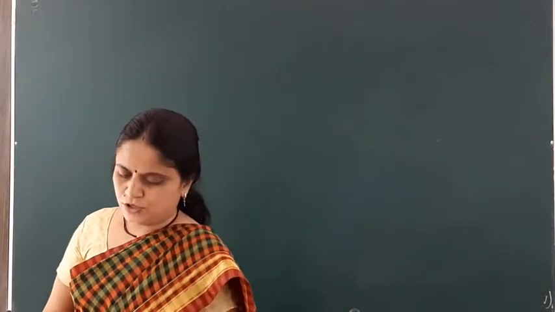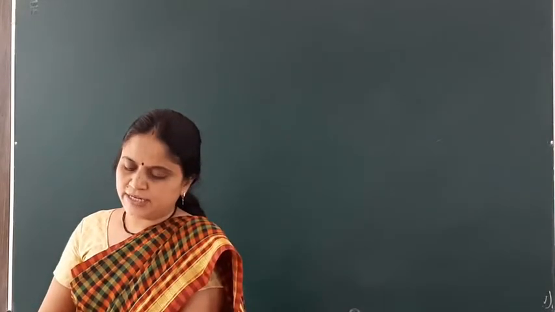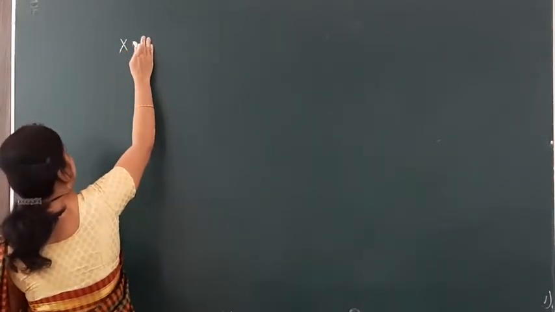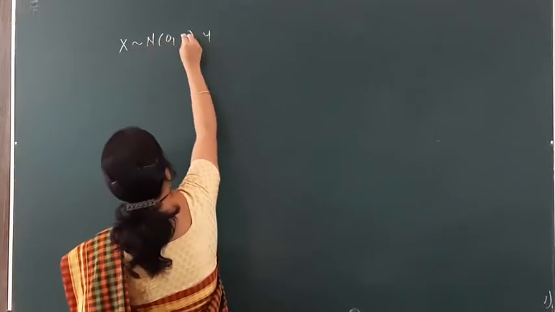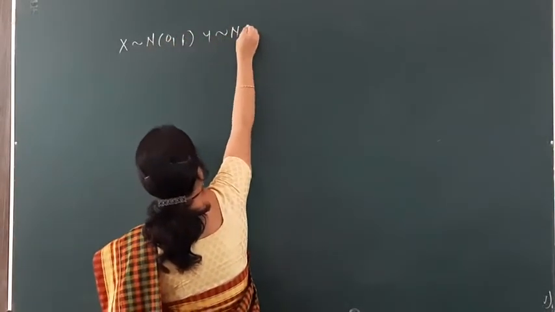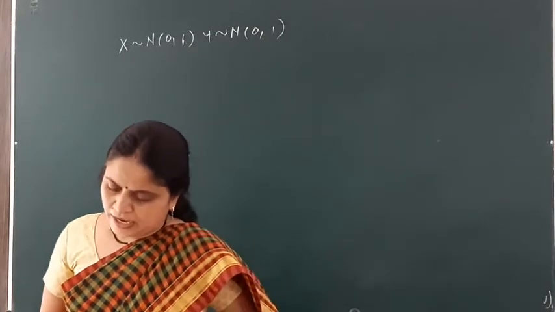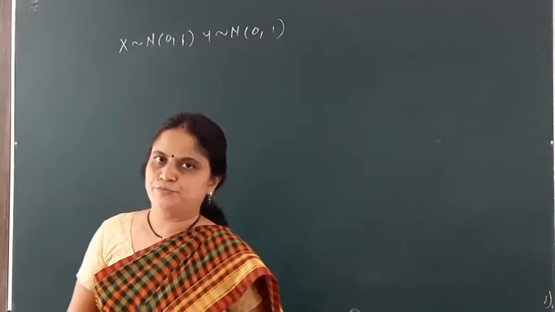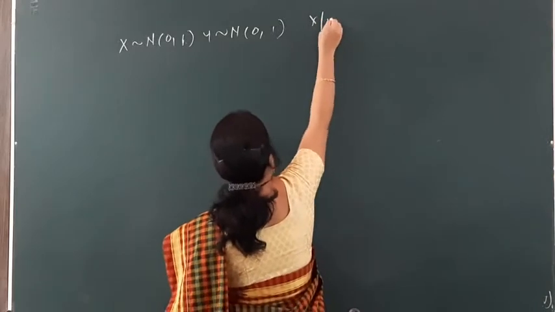So the problem is: x and y are independent standard normal variates. Then I need to show that x divided by y has Cauchy distribution. I have been given x follows normal 0 1, y follows normal 0 1, and x and y are independent. So I need to find the distribution of x divided by y.